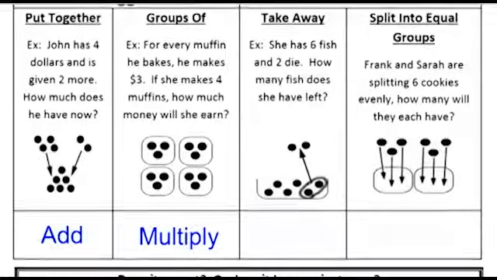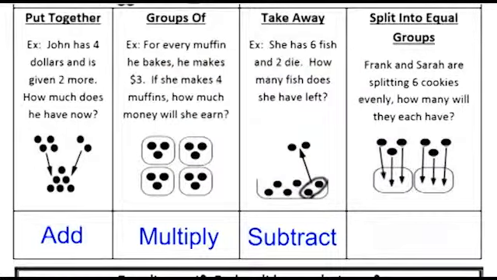When it comes to things getting smaller, you can either take away or you can split it into equal groups. If you take away just 6 fish and 2 die, that's one individual, small, one-time group being taken away. That's subtraction.